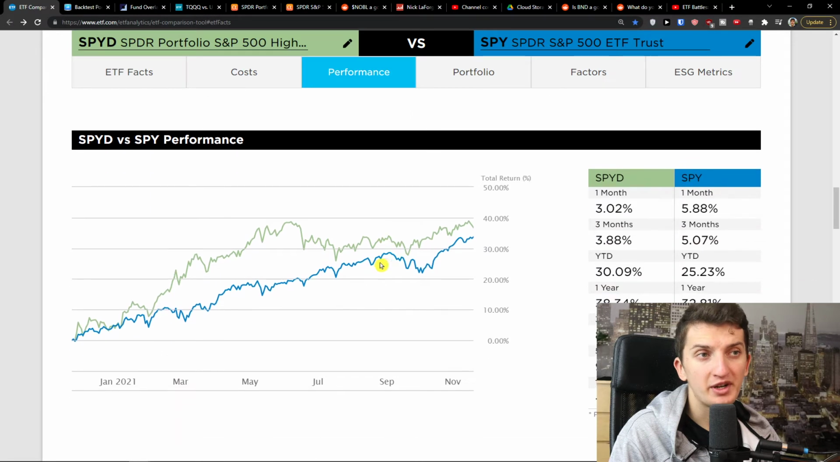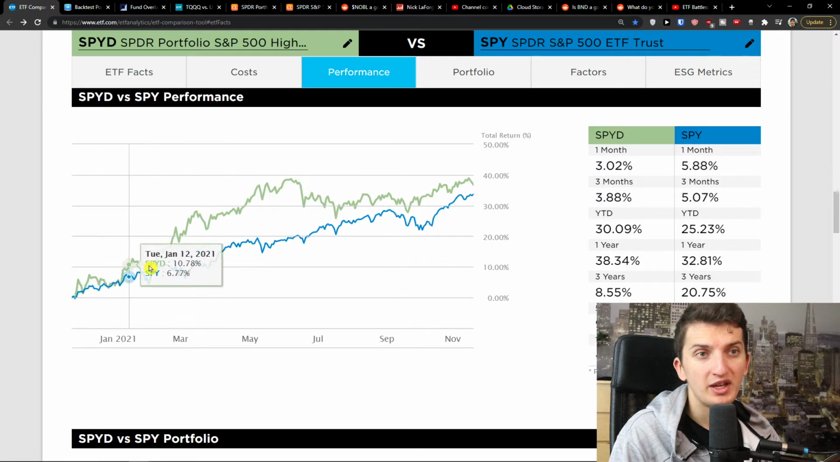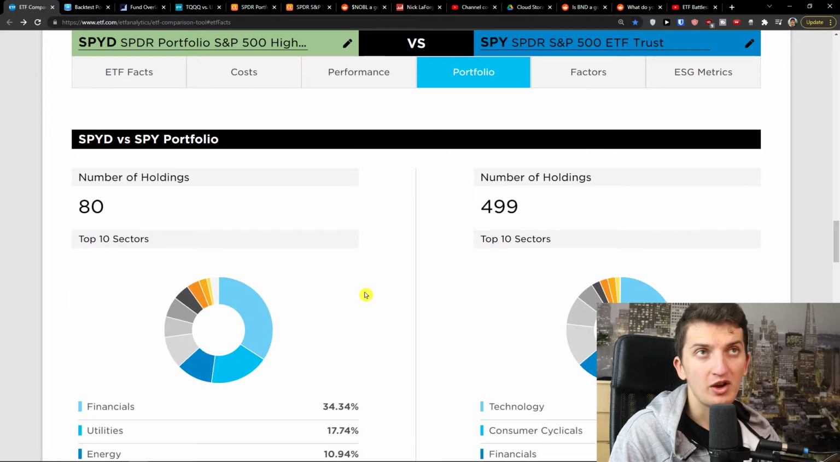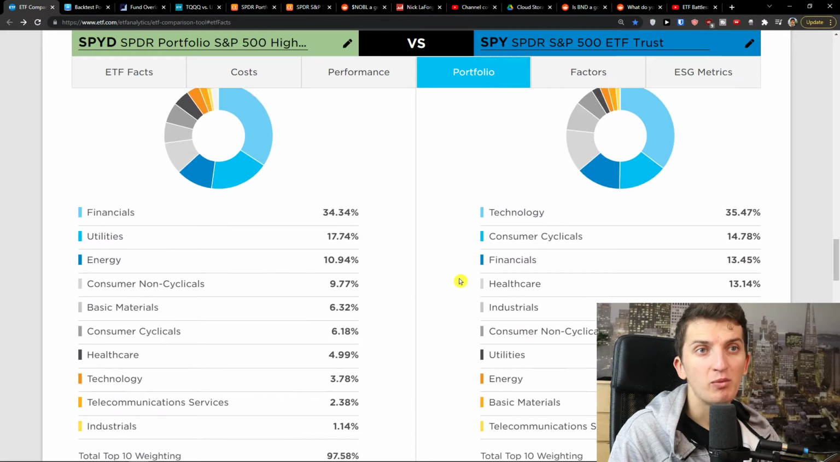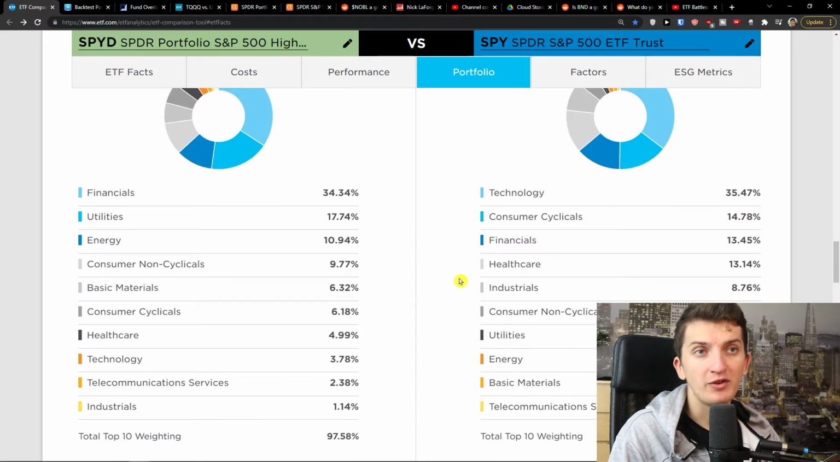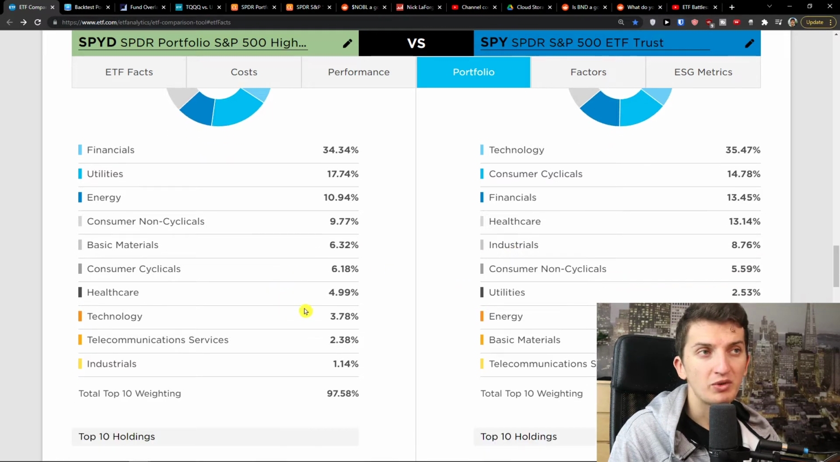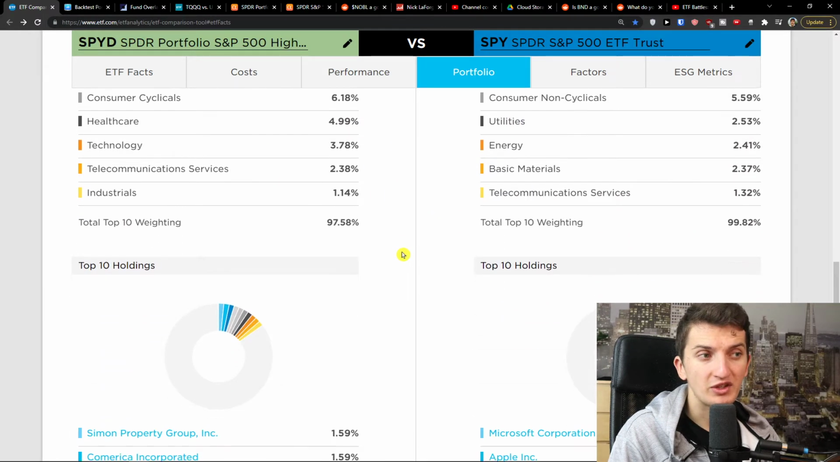Now when we go further and look at the performance, this is for the past year, but I'm going to show you the performance of both on the backtest. You can clearly see that the main differences between SPYD and SPY are in holdings. SPYD is focusing on utilities, energy, and financials really hard, comparing to SPY, which is primarily technology, consumer cyclicals, and then also financials, healthcare, industrials. So they're like two different sectors covered.